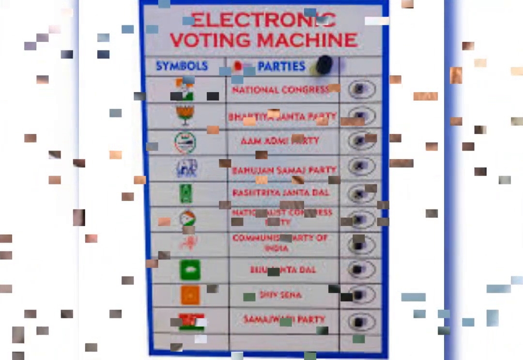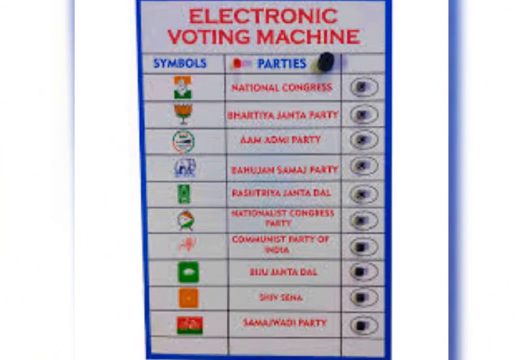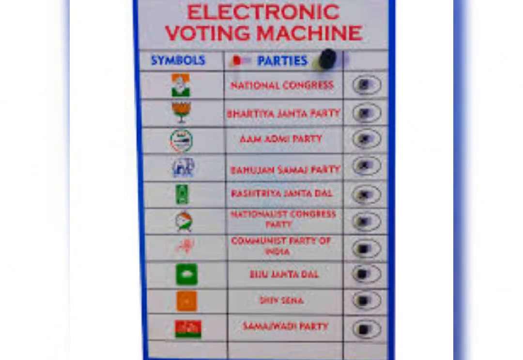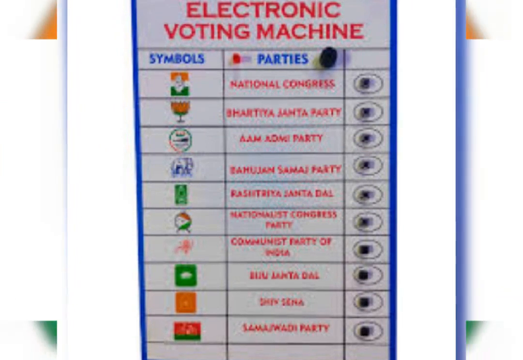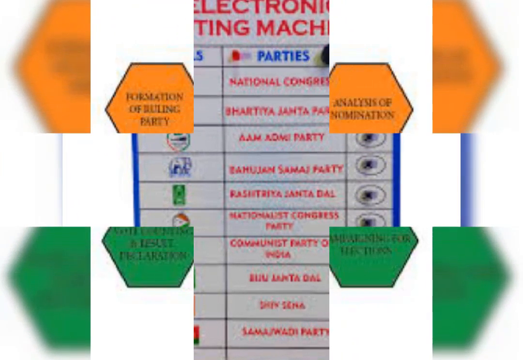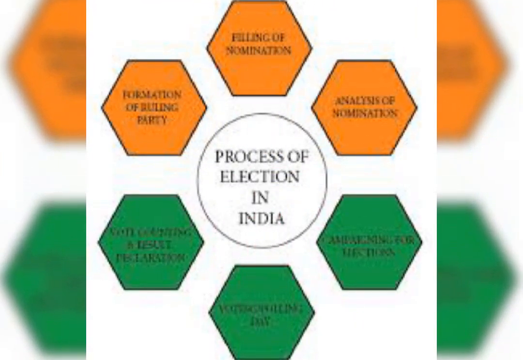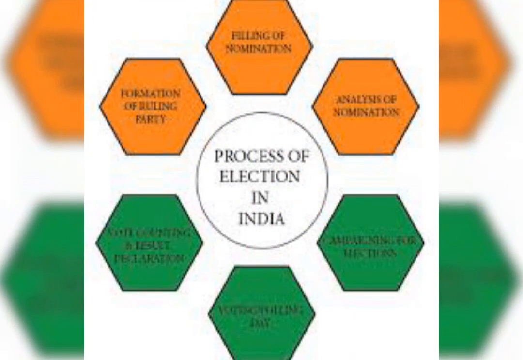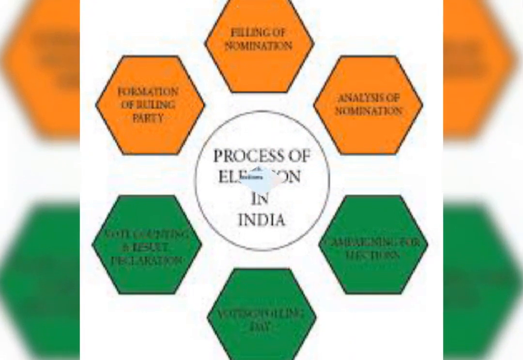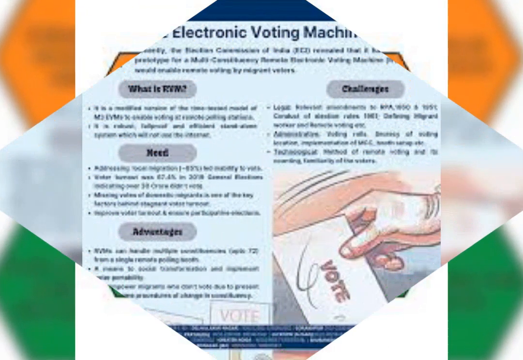Submission of account relating to election expenses. The candidates have to submit an account of their election expenses to the Election Commission within 30 days of the declaration of results. The election expenses include all the expenses incurred by the candidate or their agents or political parties during the election campaign. The Election Commission can disqualify a candidate if they fail to submit their account or exceed the prescribed limit of expenses.